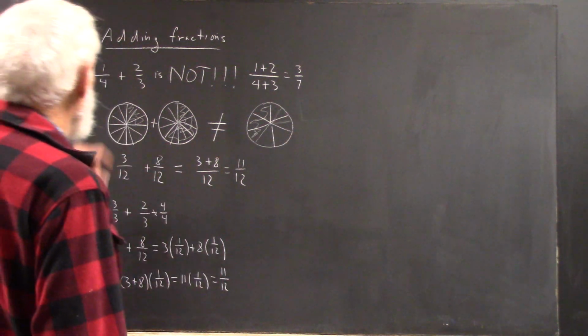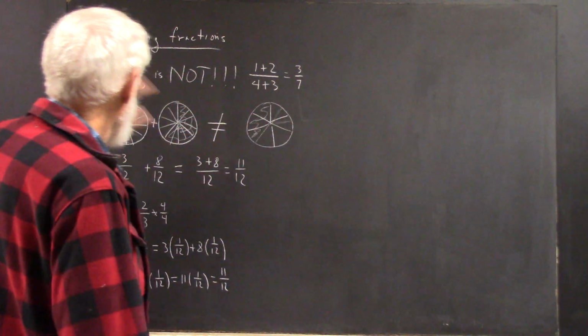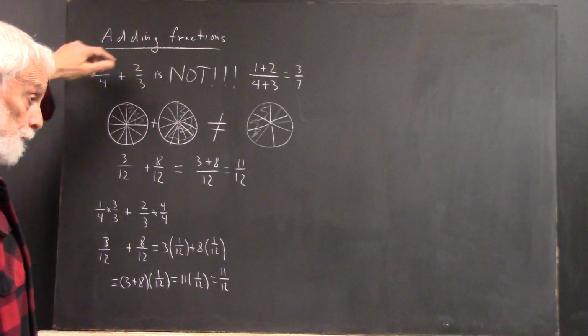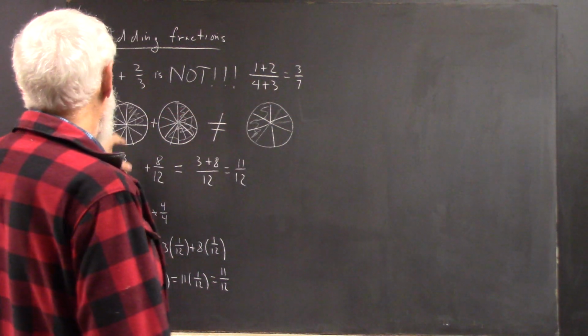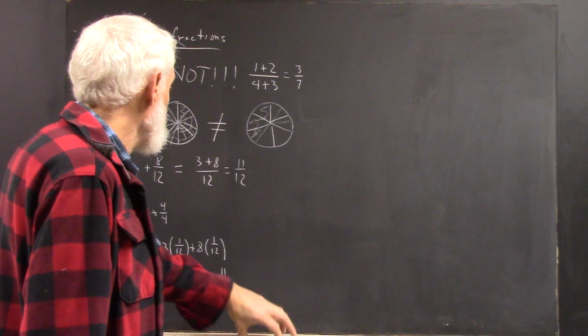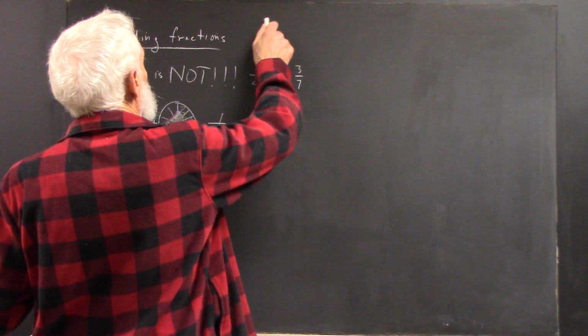Okay, 1/4 plus 2/3 is not 1 plus 2 over 4 plus 3. 1/4 times 2/3 is 1 times 2 over 4 times 3, but that doesn't work for addition, and we can show why just by taking two circles. Now I've done some things with the circles, so I'm going to do them quickly.